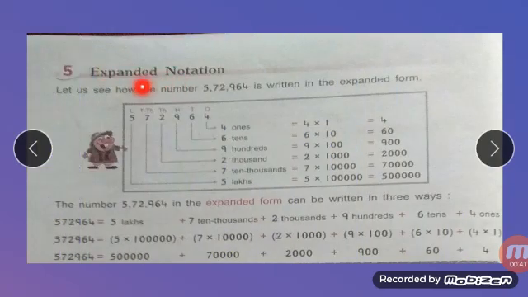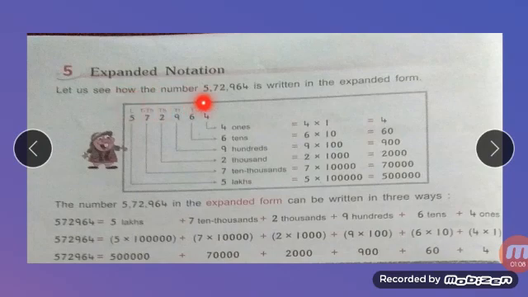Expanded notation. This is your heading, expanded notation, that you have to put in your copy, and this is taken from page number 24. So in your copy you have to write on this side page number 24 and the heading is 5, expanded notation. Understood, children, how you have to do the work? So let's see what is expanded notation. We'll understand the expanded notation.